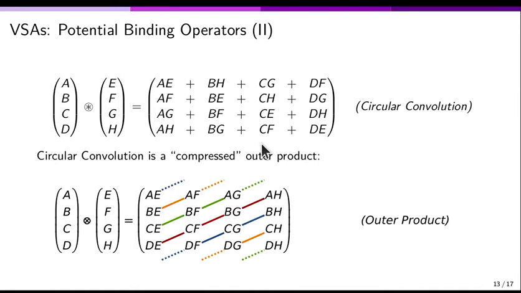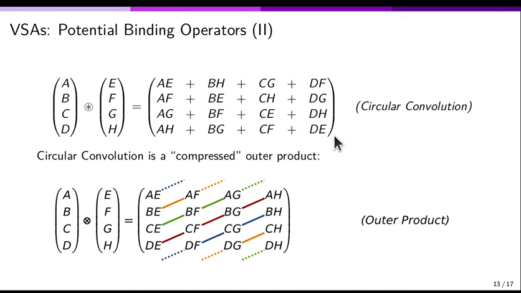You can also think of this as a compressed version of the outer product. If I did the outer product of these two vectors, I would get this giant matrix, and then I can compress this matrix to this by adding along the diagonals. So it's this plus this plus this plus this, which gets me the top term. This plus this plus this plus this gets the next term, and so on.